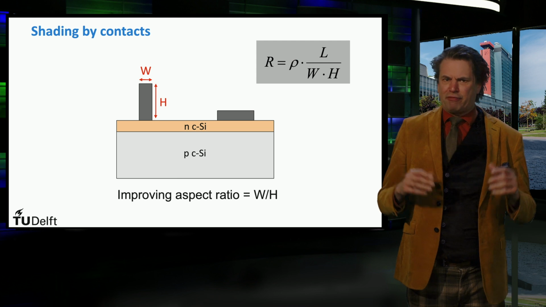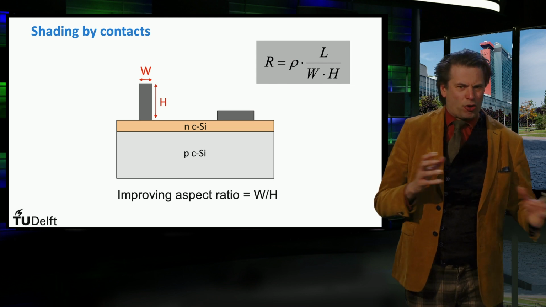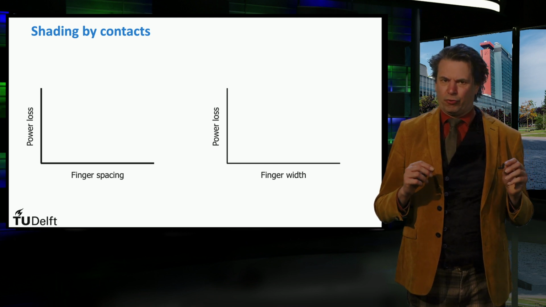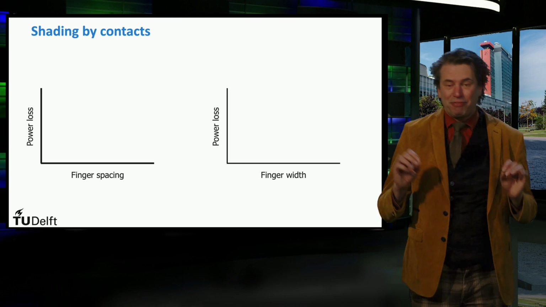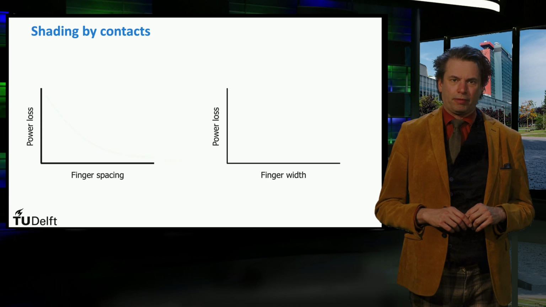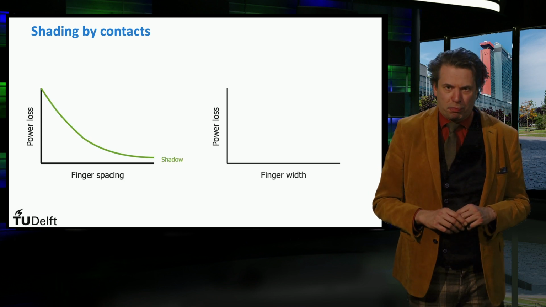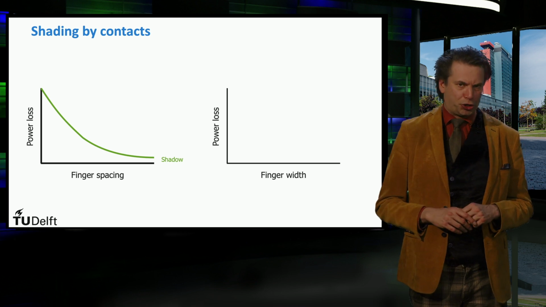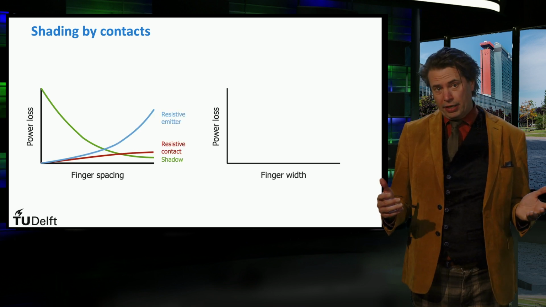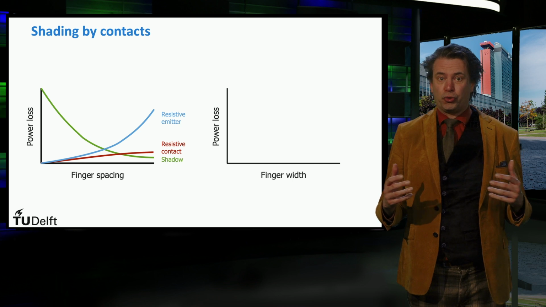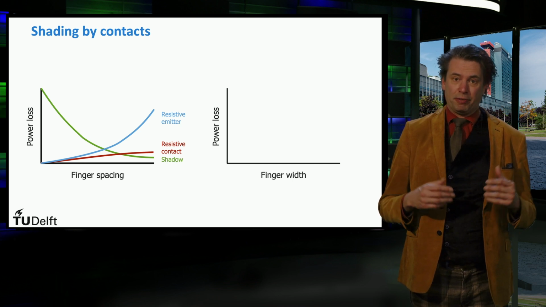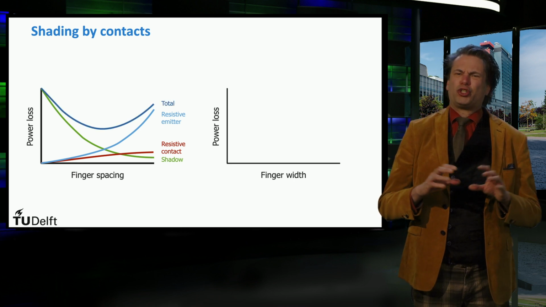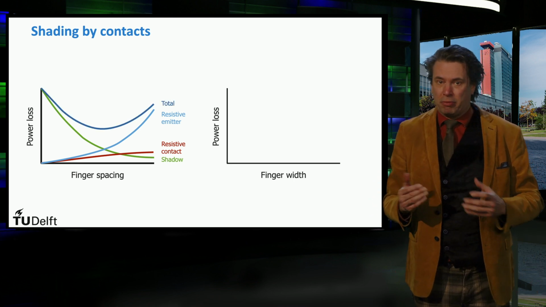As you see, we have several effects which are in competition. Let's look for a moment at the relation between losses and the finger spacing. With increasing finger spacing, the power losses of the solar cell due to shading decrease. In contrast, the losses due to resistivity in the emitter layer and the metal fingers increase. This means that the total loss has a minimum.